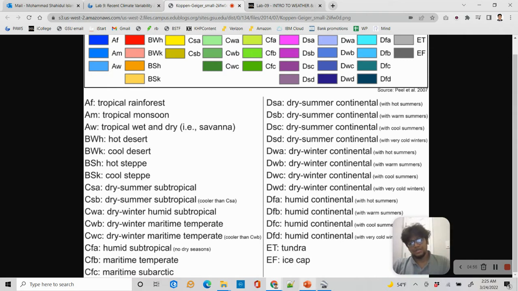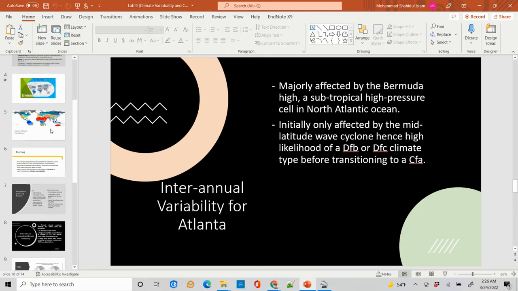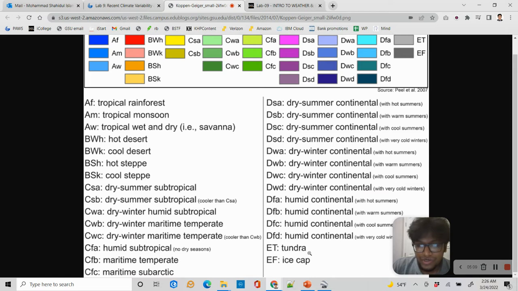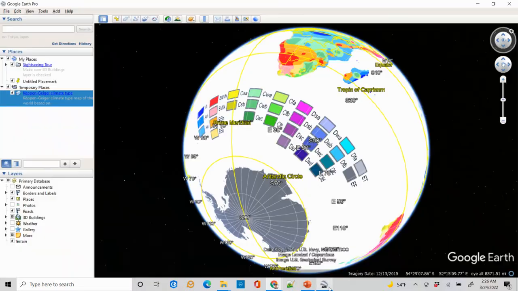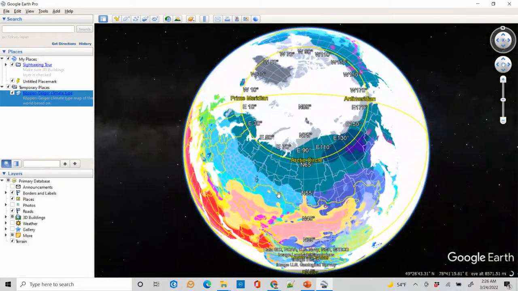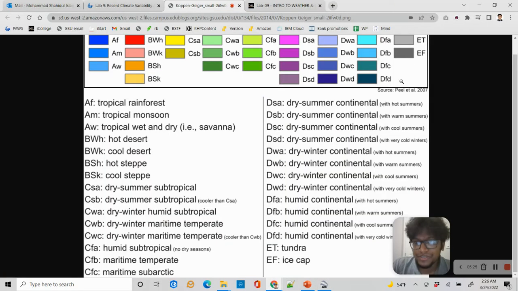In my presentation I showed you something about this color. You see the gray color in the polar region; that is ET, which is probably tundra, or it might fall in the tundra. Even if you look at this Google Earth file here, you can see this one. This actually falls in the tundra or ice cap region. So it might fall in either ET or EF. You need to distinguish between those colors.